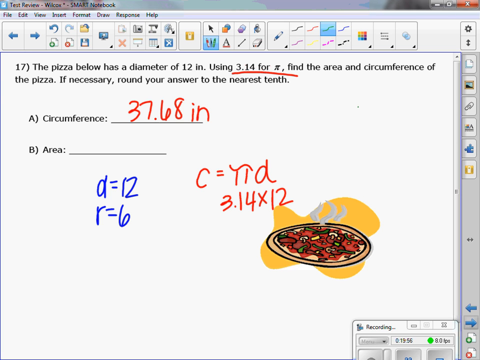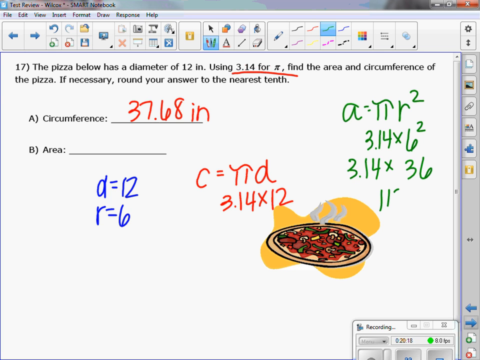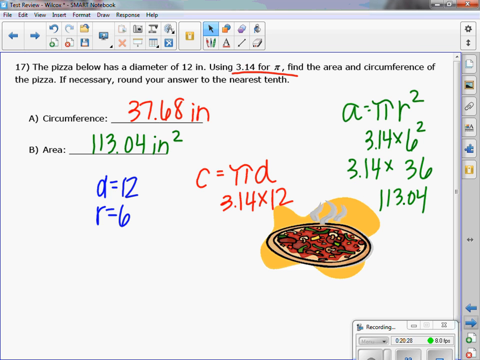The area formula. Area, looking at your formula chart, is equal to pi times the radius squared. Pi is 3.14. My radius here is 6 squared. 6 squared has a value of 36, 6 times 6. So really what I'm doing is multiplying 3.14 times 36, which comes out to 113.04. So the area of my pizza is 113.04 square inches.